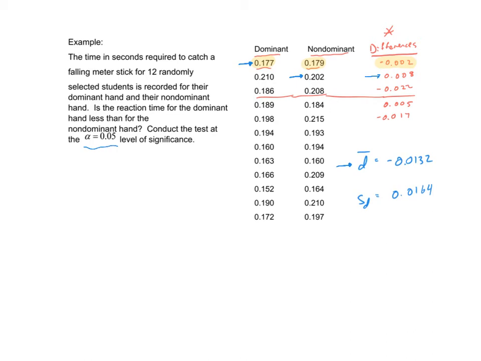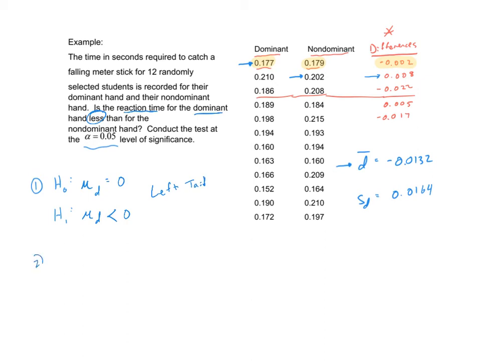Okay, so now let's go back and do the more standard hypothesis test steps that we've been going through. Step 1 is our null and our alternative hypothesis. Our null hypothesis, here's the notation for this type of problem, is that the mean of the differences is equal to 0. And then the alternative hypothesis is that the mean of the differences is less than 0. With the phrasing of this problem, is the reaction time for the dominant hand less than non-dominant? Is the dominant hand faster? That's why there is a less than symbol there.